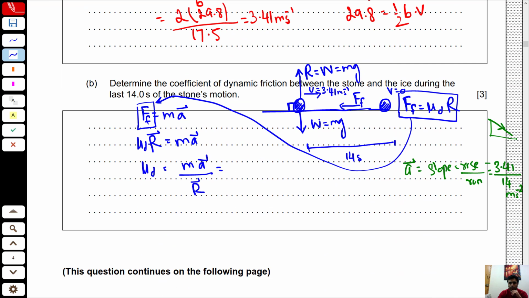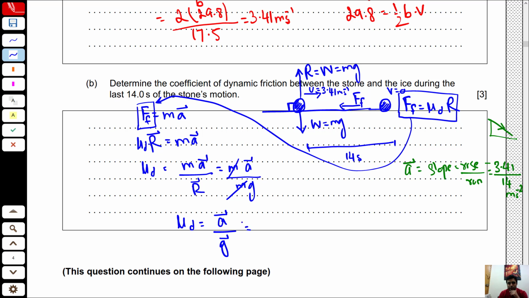We realize that the reaction force from the ground is equal to weight because the body is no longer moving in the vertical direction, it's just moving horizontally. So all vertical forces must balance out each other. So we can just put mass here as it is, the deceleration divided by R. R is equal to weight, and weight is equal to mg. So we can replace the reaction force by the weight. This mass and this mass cancel out. So in the end we will be left with acceleration and the gravity.